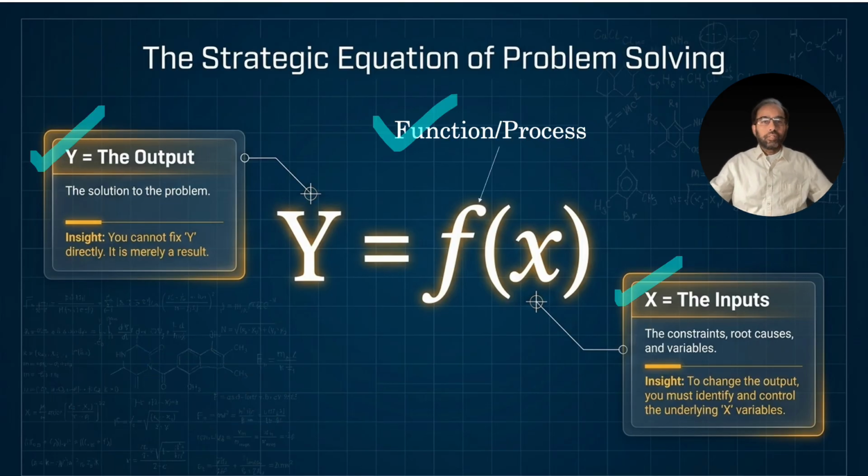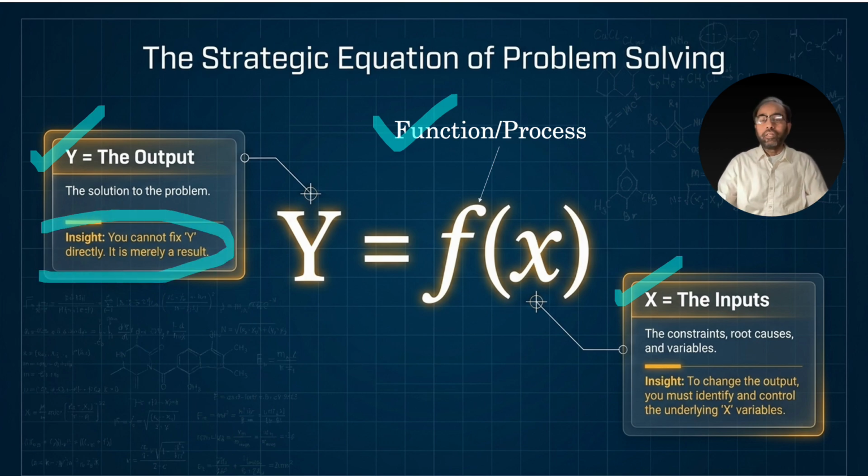So how does it work? In the equation, Y represents the output or the outcome or the problem we are trying to solve. But you cannot fix Y directly because Y depends on X. While X represents the underlying variables, the inputs or constraints causing the Y. To change the output or Y, we need to identify which specific X is responsible for that. That is the core objective of RCA, root cause analysis.